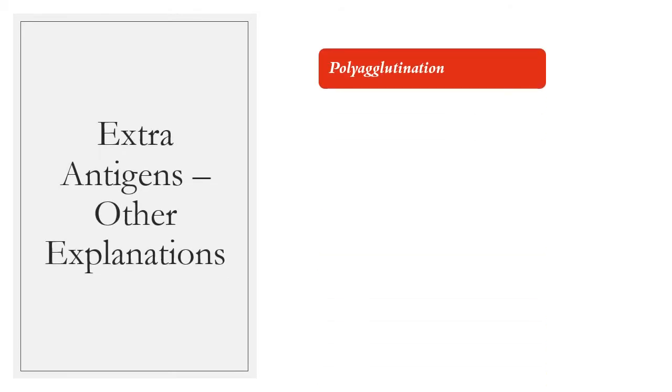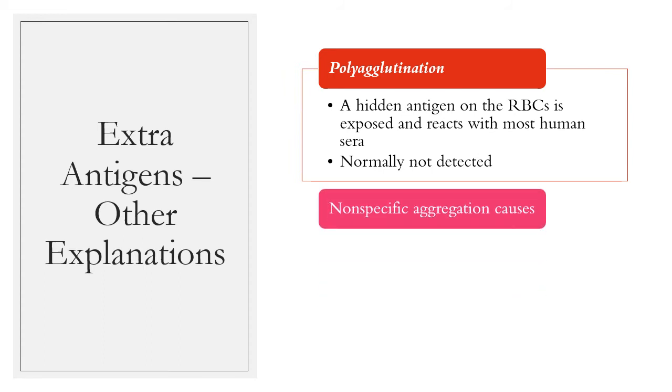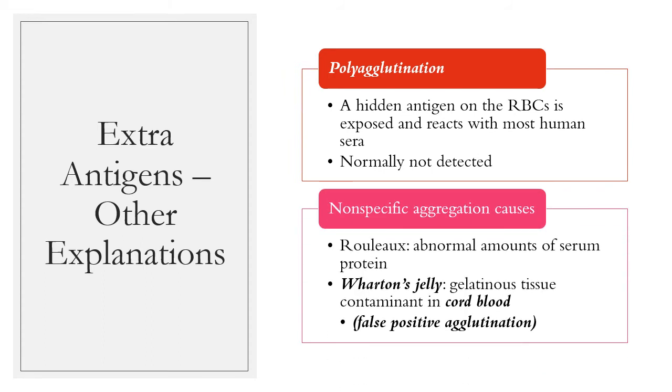All right, other reasons you can have extra antigens: polyagglutination. Poly means multiple agglutination. A hidden antigen on the red blood cells is exposed and reacts with most human serum. Normally you don't have this happen, but it could happen. Non-specific aggregation includes rouleaux, abnormal amounts of serum proteins, and what's called Wharton's jelly.